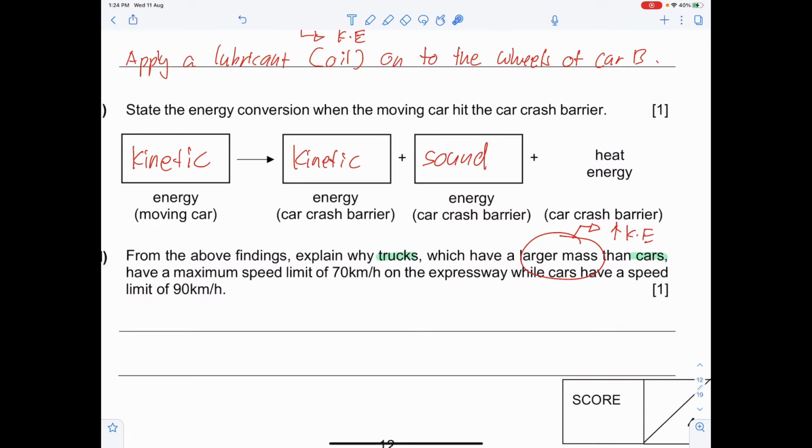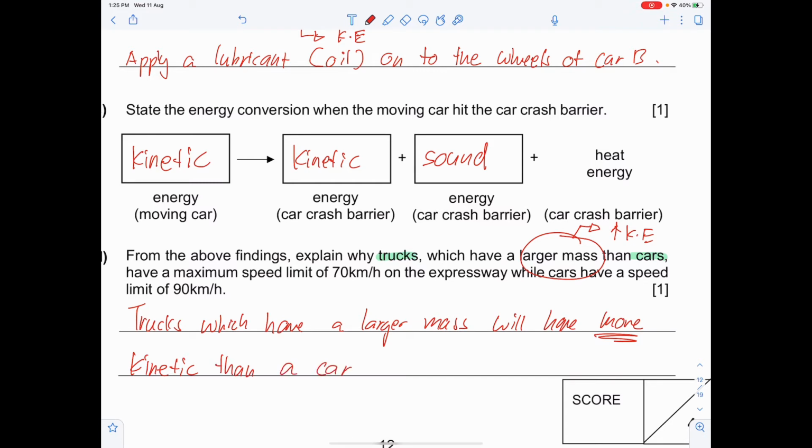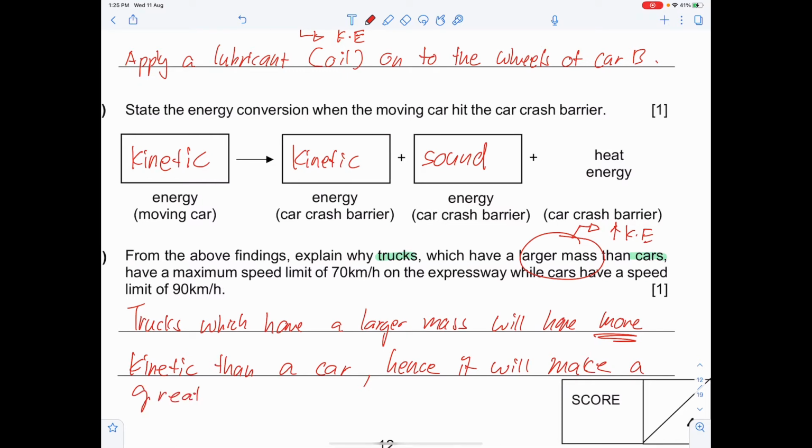Okay, so how can we do this? So trucks which have a larger mass will have more kinetic energy. Now be very careful, because this question is a superlative question, which means that the word more needs to be there, because both your car and your moving truck will have kinetic energy. So you must state what's the difference than a car. Hence, it will make a greater depression upon impact.